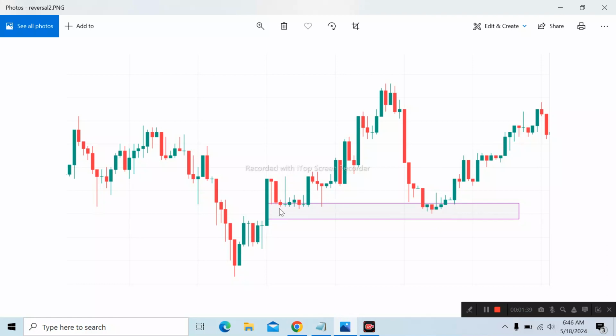So if you missed taking your orders over here, this is another opportunity to retake those orders to the upside. That is why we don't chase price. You have patience for price to come back and retest, then you take it to the upside. This is how you spot a bullish reversal pattern, and this is how you take advantage of it.